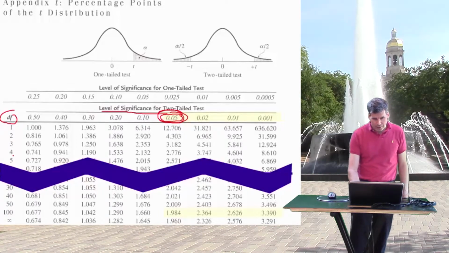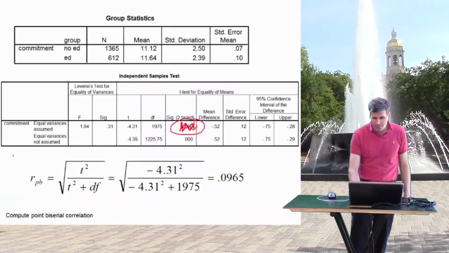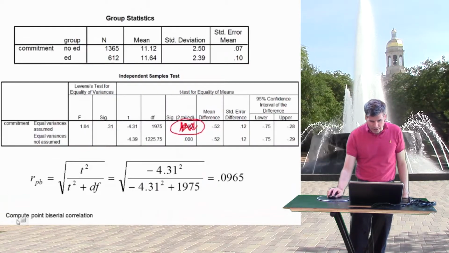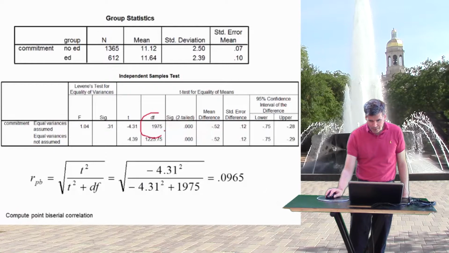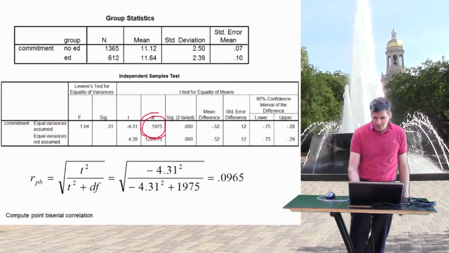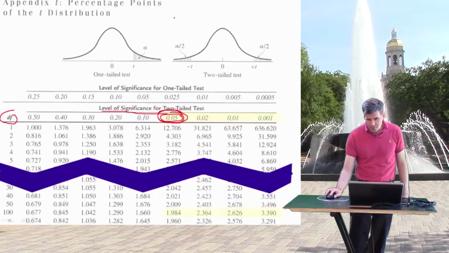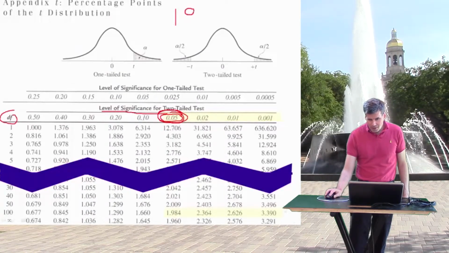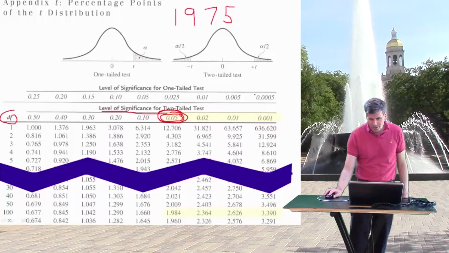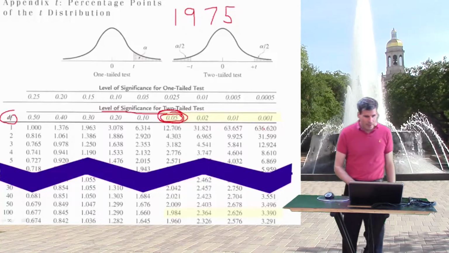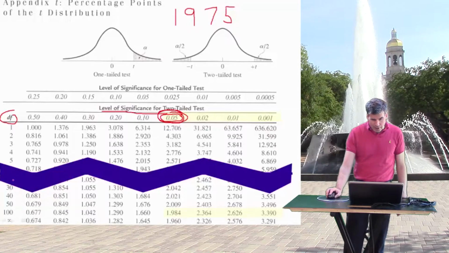And let's go back and look at our output and refresh our memory of our degrees of freedom, which is printed 1,975 right here. That's our degrees of freedom, total sample size minus 2. I'm just going to put that right up here, 1,975. There we go. So that's our degrees of freedom. Now, look at our options here.